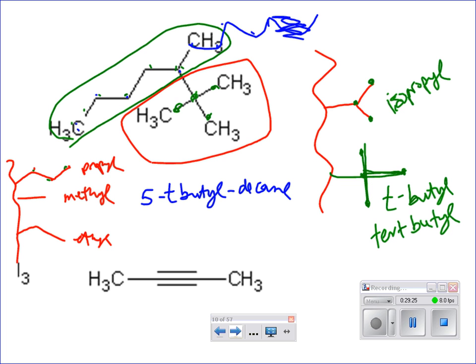Another thing I want to point out to you, which is important, a lot of people want to call this hexane, but it's not. Why not? There's a carbon here and here. Okay? Ethine would look like this. Right? So just keep that in mind. So what is this called then? 2-butane.